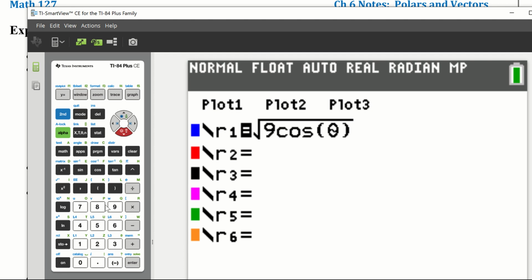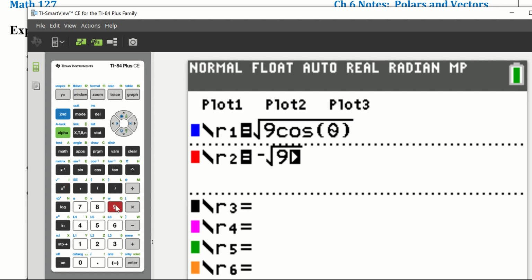And I'll also graph the negative square root of 9 times the cosine of theta. Again, I could have taken that square root of 9 and put it as a 3 outside the radical. That's up to you. You're welcome to do that. I just didn't feel like bothering. I guess I can close that argument.